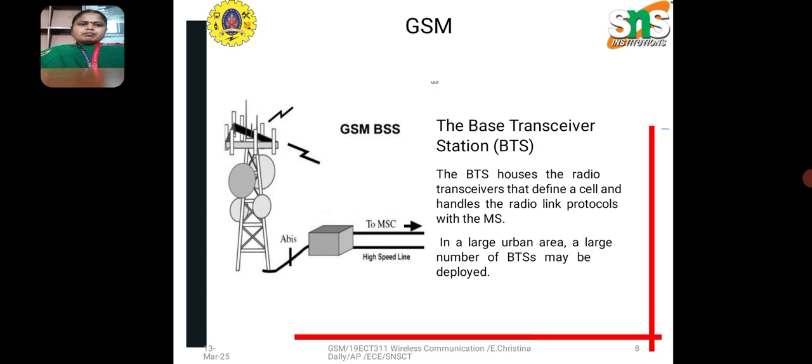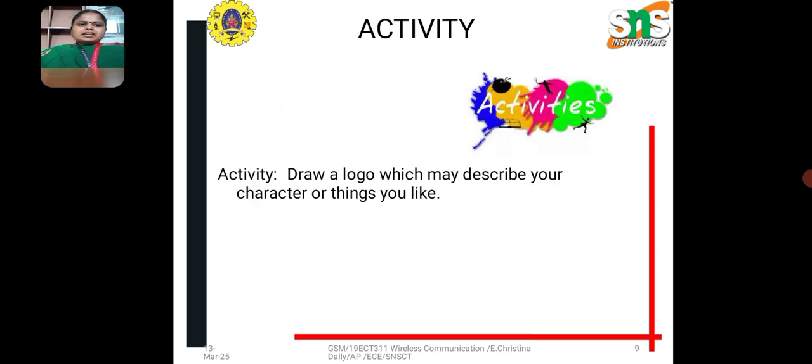Here the base transceiver station houses the radio transceivers that define a cell, and at the same time it handles the radio link protocols. In large urban areas, we use a number of BTS.